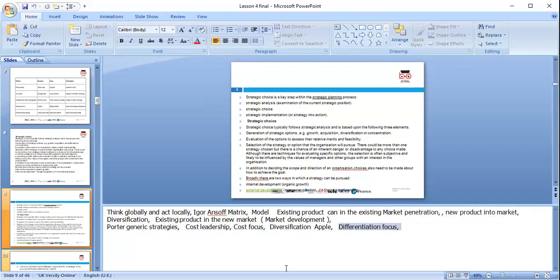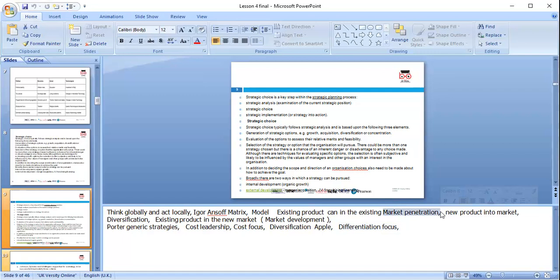Any questions, please? Existing product is existing market, penetration. Sorry, can you speak a bit louder? I don't know why the voice is low. Is it your end or my end? Existing product can be the existing market penetration. Okay, so market penetration, yes. If you are selling an existing product in an existing market, yes. That's your market penetration, yes.